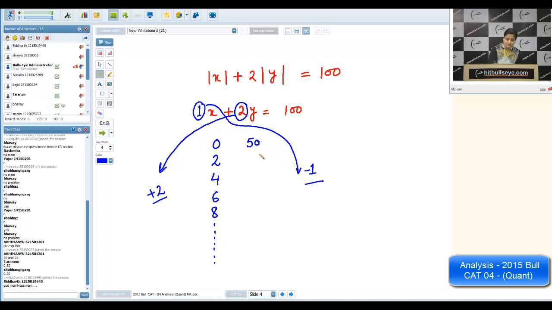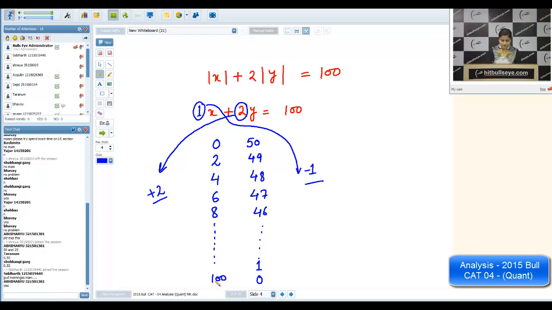Now, I'm subtracting 1 from 50, I'm getting 49. Again, subtract 1 from 49, I'll get 48, 47, 46, and so on. You can see this is a decreasing sequence. Obviously, it will approach 0. So, what is the last solution I'm getting here? That is 100 and 0. Are you getting me or not? Okay. Now, I have taken all the possible solutions here.